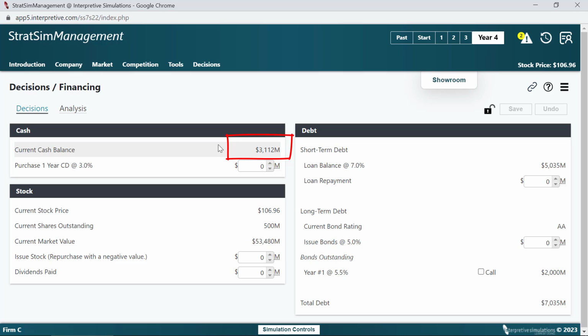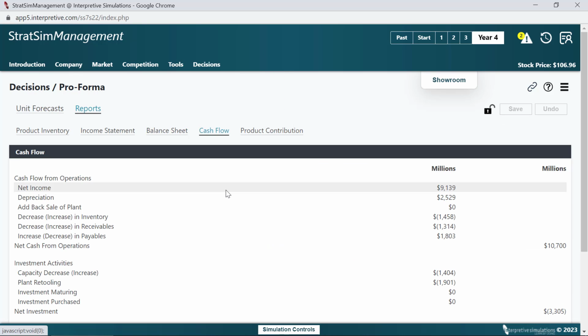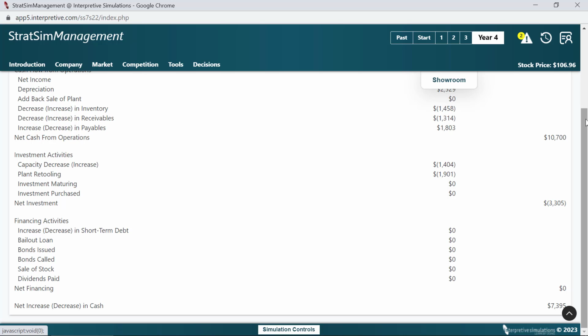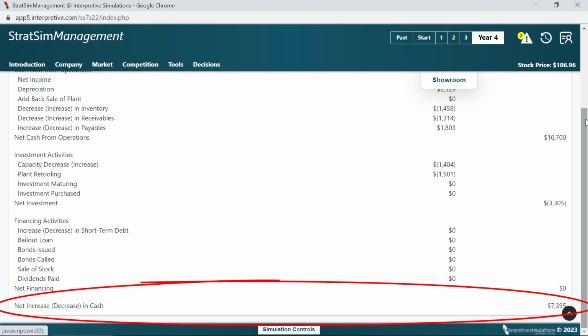And if you look at the pro forma cash flow statement, and I scroll down, it shows that the net increase in cash projected for the end of this year is $7,395 million. The pro formas, again, are projected for the end of the year. Add the $3,112 million that I currently have on hand with this additional $7,395. That's how I get to the $10.5 billion on the pro forma projected balance sheet.